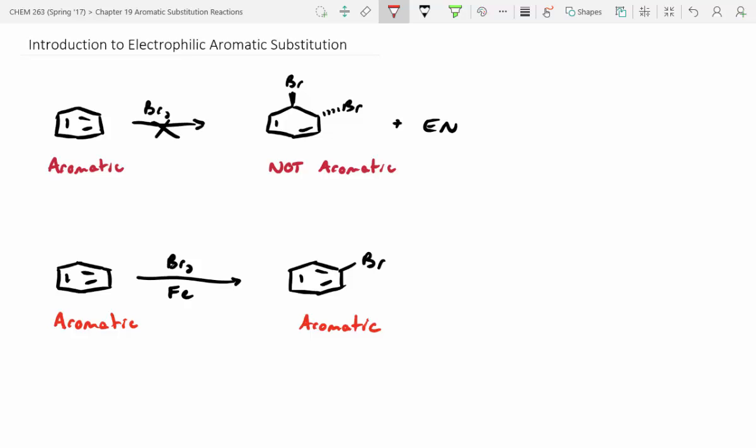And why do you think it's referred to as a substitution reaction? Because you're substituting hydrogen. Yeah, exactly. You had a hydrogen off this position, but now it's been replaced with a bromine. It's not addition, it's a true substitution reaction. So let's go over the mechanism for this. And there's a wide variety of functional groups we can install onto aromatic rings using this electrophilic aromatic substitution chemistry.